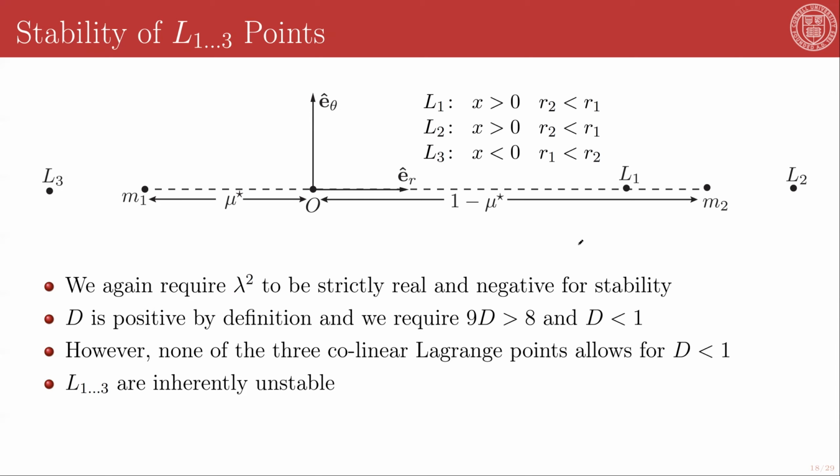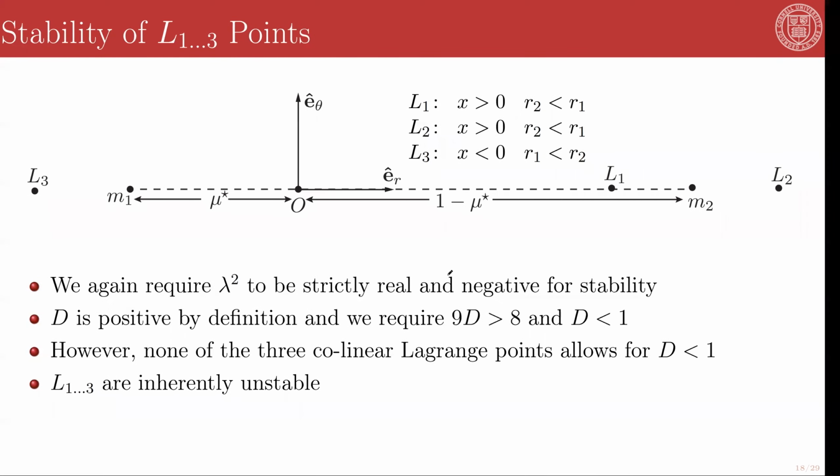They are typically thought of as saddle points with one eigenvalue in the left-hand plane and one eigenvalue real part in the right-hand plane. However, it is possible for us to find initial conditions that produce stable orbits about L1 through L3, again, in the linear analysis. So let's see if we can figure those out.